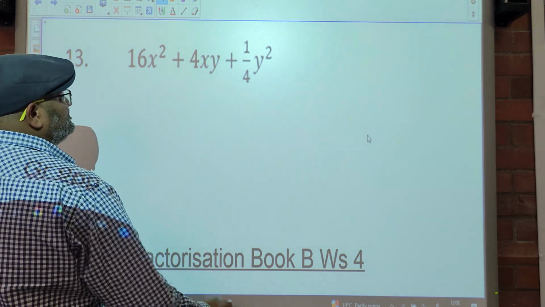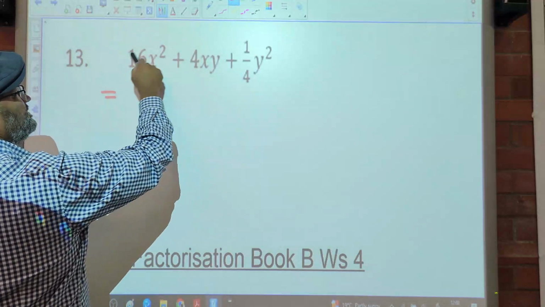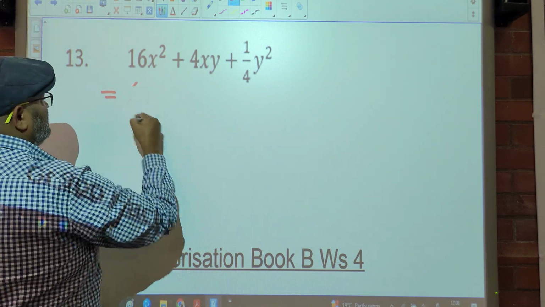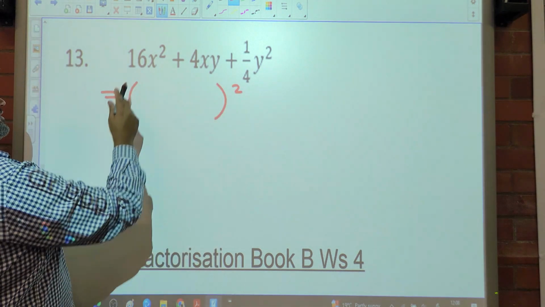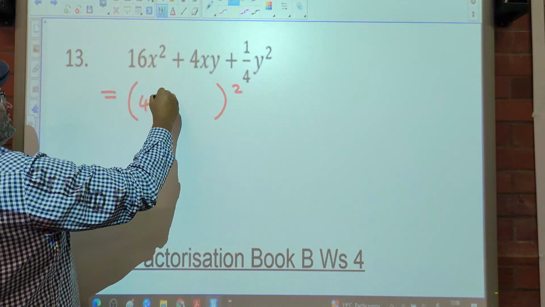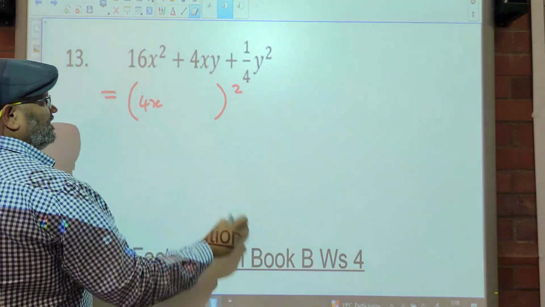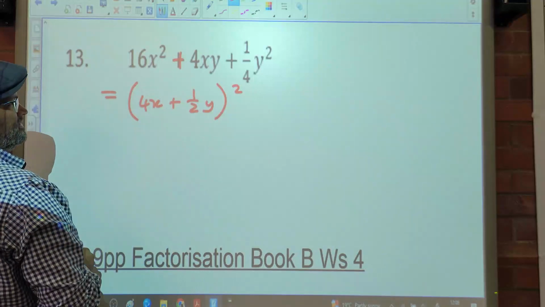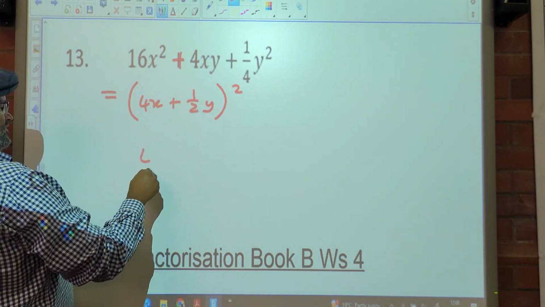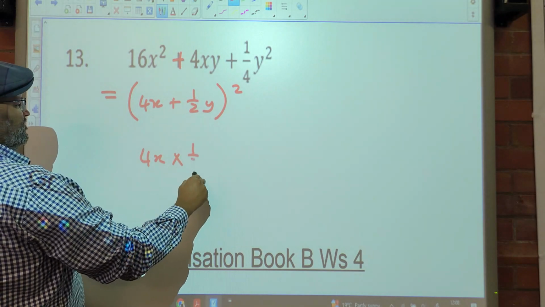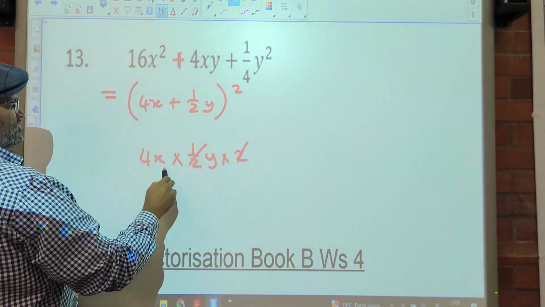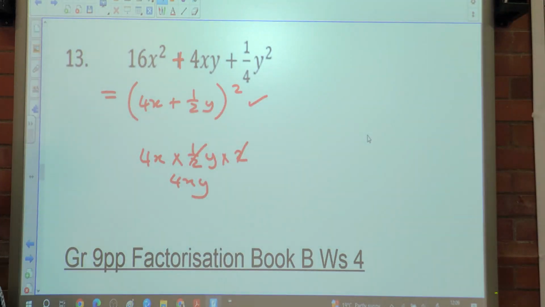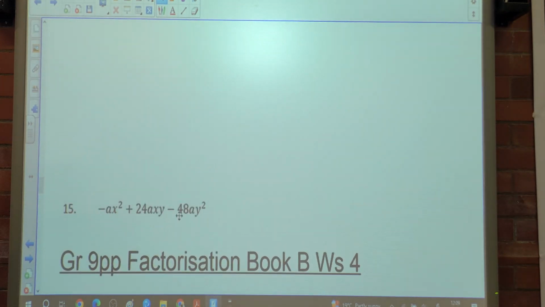Right, so number 13. Anything common here? No, you could have taken out a quarter as a common factor. Okay, but leaving it like this is fine as well. What's the square root of 16x squared? 4x. What's the square root of a quarter y squared? A half y. And it's plus. We test if it's in conformance with the middle term. So 4x times a half y times 2. A half times 2 is 1. 4x times y is 4xy, which makes this good. Okay.